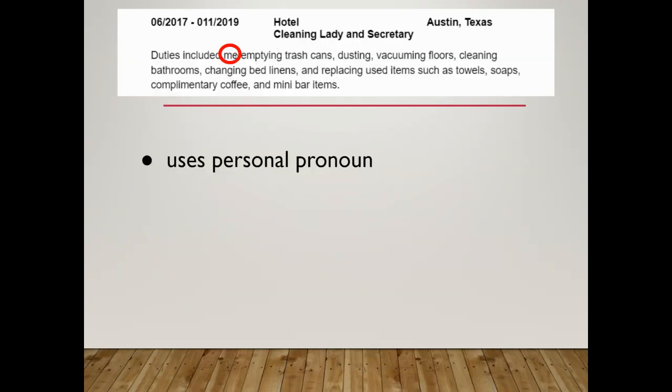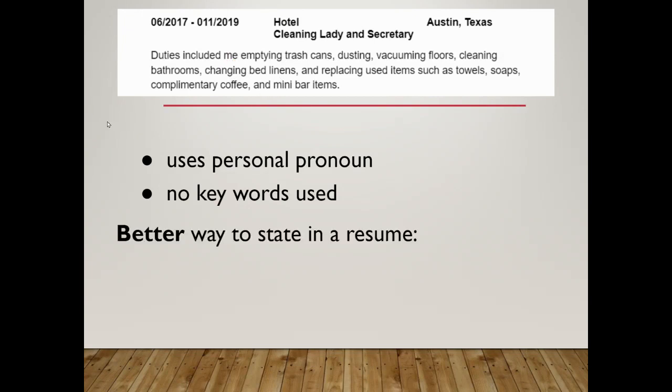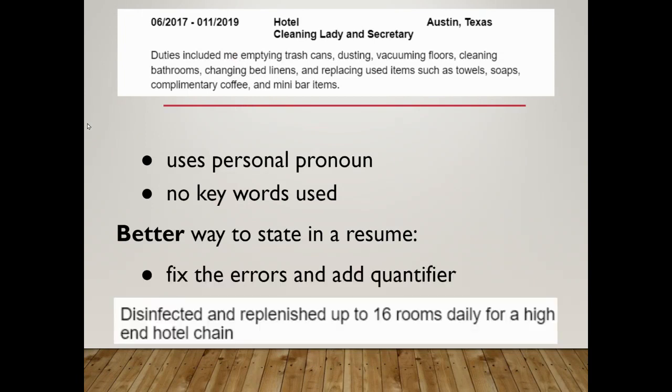This is using a personal pronoun. There aren't any keywords that I can find. So here's a better way to state this in a resume. You want to fix the errors and add a quantifier. Disinfected and replenished up to 16 rooms daily for a high-end hotel chain. This is an action verb. So is this one. Here's the quantifier. And high-end is a keyword.